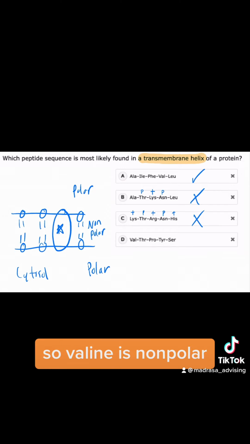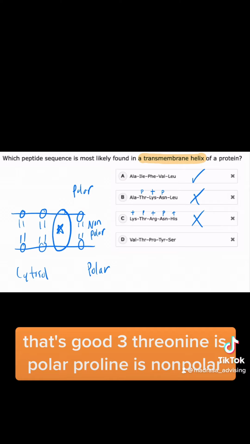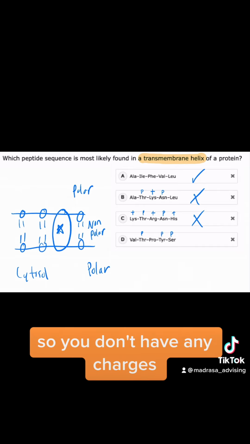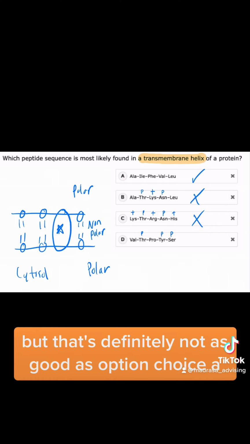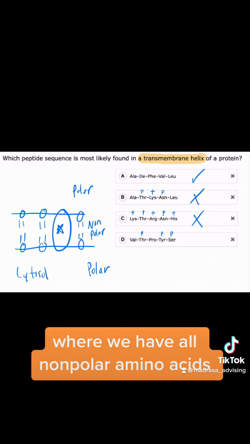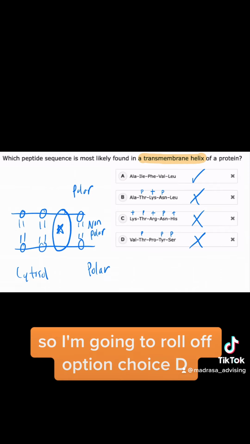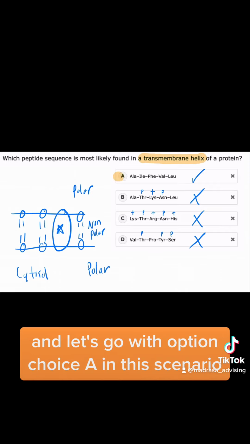Option choice D, we got valine, threonine, proline, tyrosine, and serine. So valine is nonpolar, that's good. Threonine is polar, proline is nonpolar, tyrosine is polar, and serine is polar. So we don't have any charges, but that's definitely not as good as option choice A, where we have all nonpolar amino acids. So I'm going to rule off option choice D, and let's go with option choice A in this scenario.